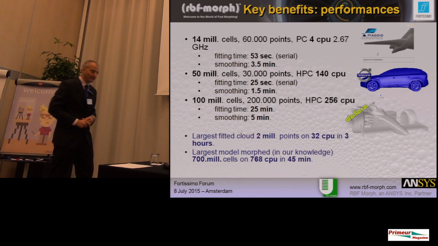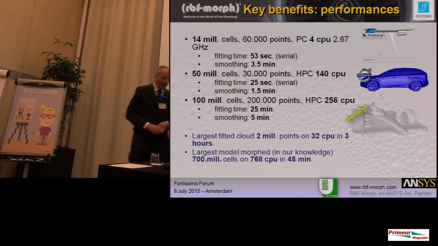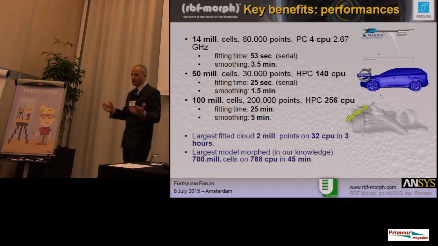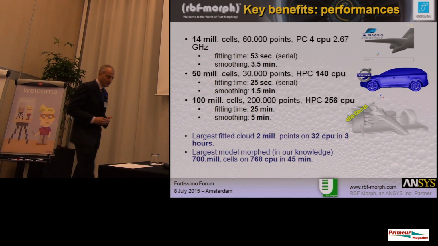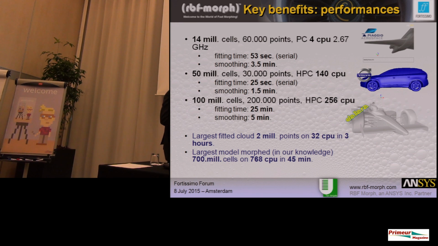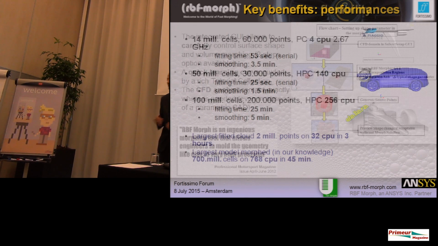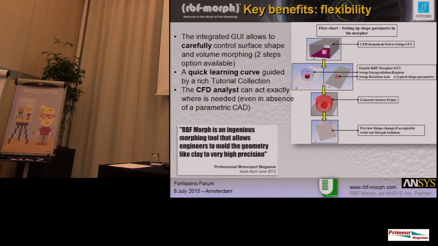Some figures about performance. We can play with, let's say, small and medium-sized meshes to quite large ones. Here you can see some figures. We range from the 14 million mesh of Piaggio Aereo to the 50 million automotive case of Volvo, to the 100 million motorsport case of Dallara. But in any case, of course, you change the HPC environment, but you can see that the mesh morphing, so the update of a new mesh, is a matter of just minutes. So the technology is really very, very fast.